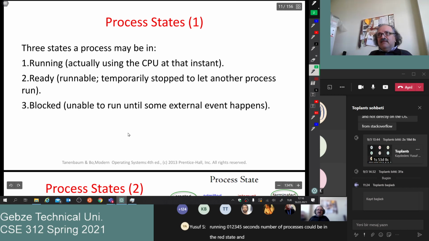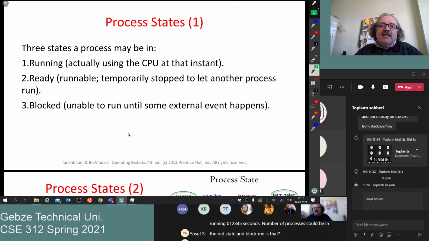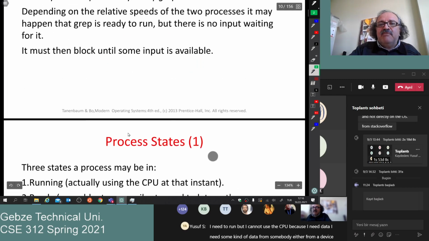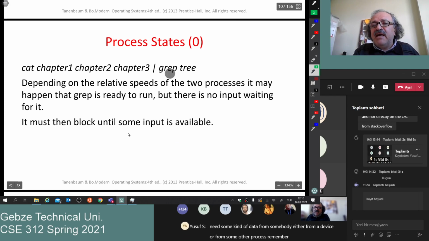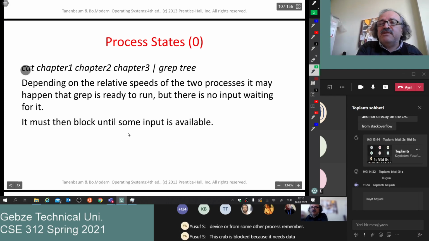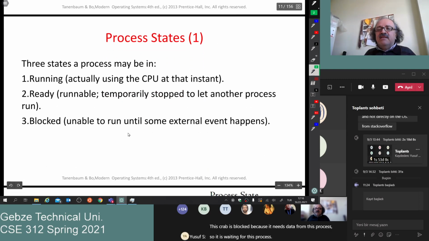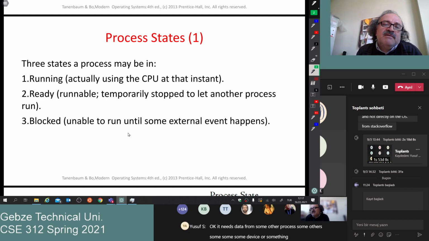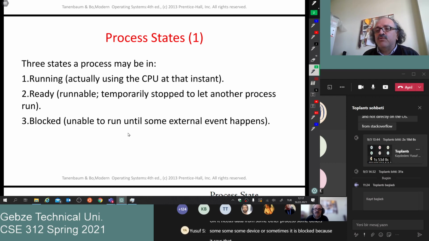And blocked means that I need to run, but I cannot use the CPU because I need data. I need some kind of data from somebody, either from a device or from some other process. Remember, this grep is blocked because it needs data from this process, so it is waiting for it. When a process is blocked, it is because it needs data from some other process or some device, or sometimes because it says, I'm going to sleep for 200 milliseconds.